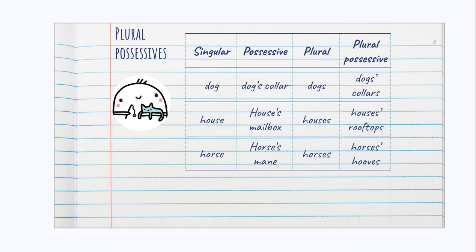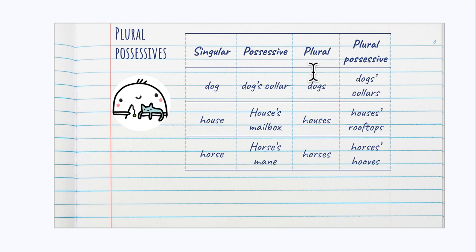Things get a little bit more complicated, however, when we're talking about the plural possessive, okay? So I have a grid here to kind of try to simplify it. So we've got singular, one dog. We have the dog's collar. The dog's collar is made of leather. One dog, one collar, apostrophe S.